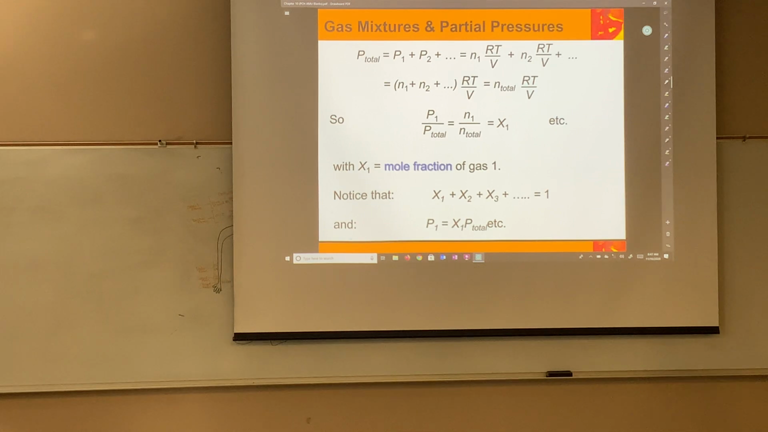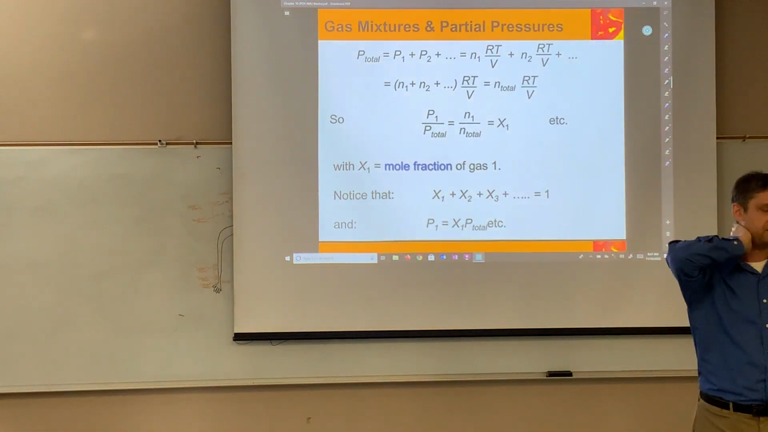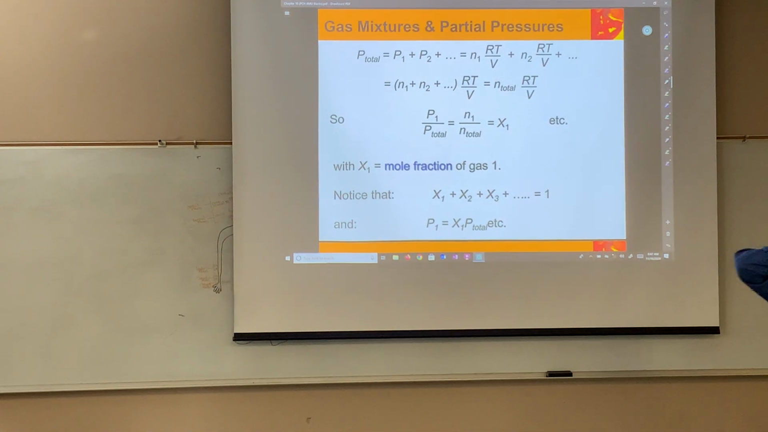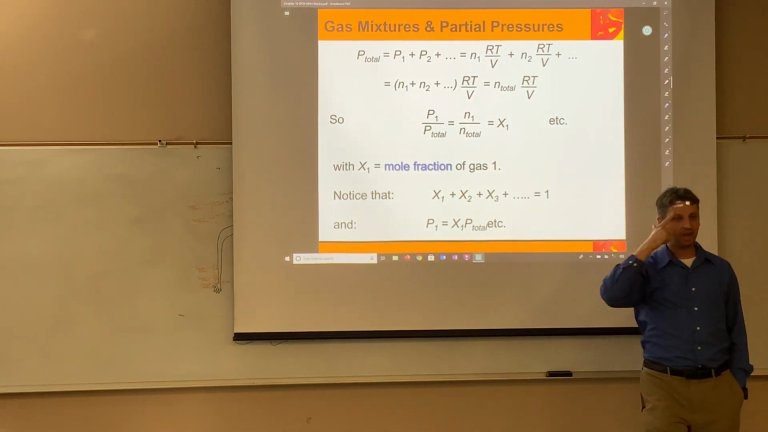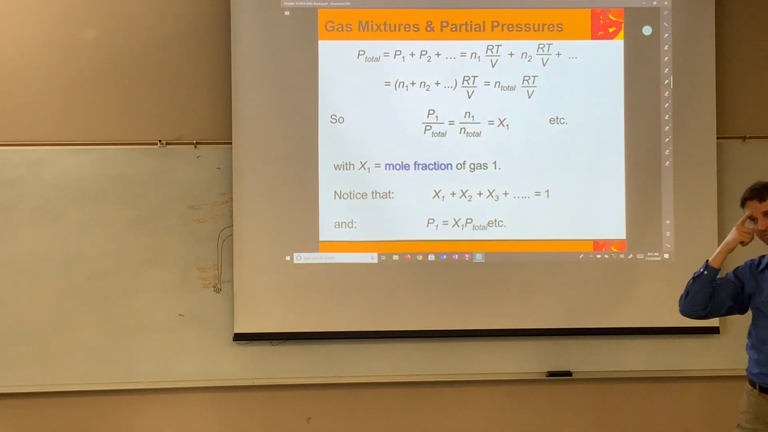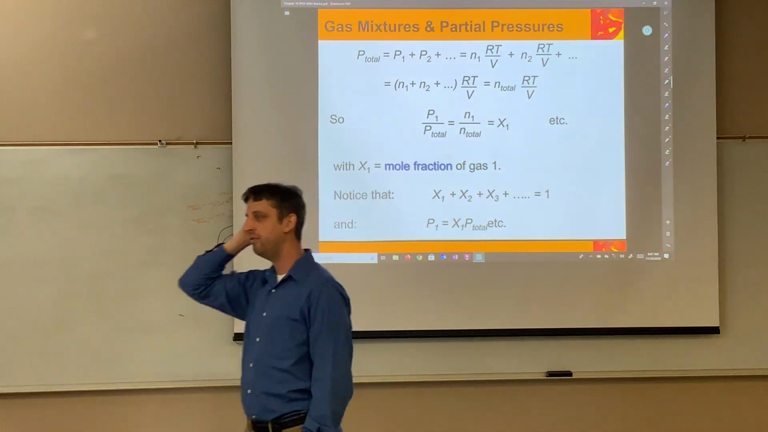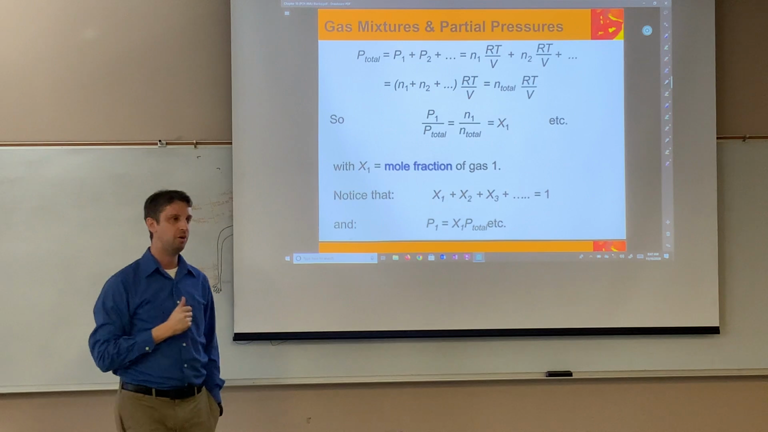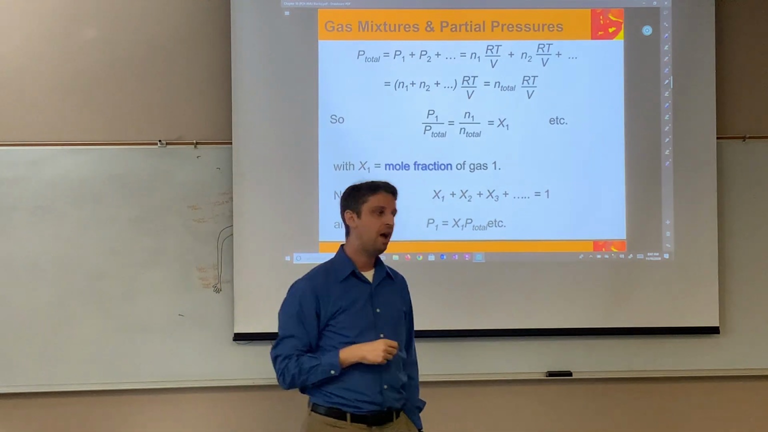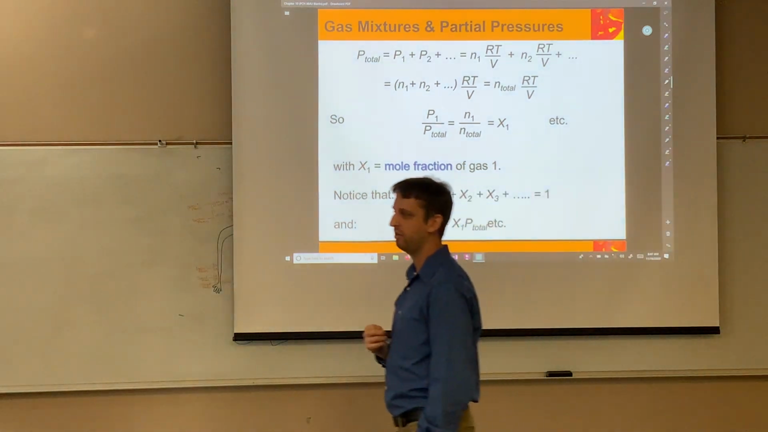So the pressure of an individual gas is equal to the fraction of that gas in the mixture. That's all it's saying. But all it is, is a rearrangement and solving out of the ideal gas law equations here. So you don't have to worry about writing this down. All I'm saying is that the individual pressures are just a fraction of the individual components, but everything has to add up to 100%. That's the idea to keep in mind.